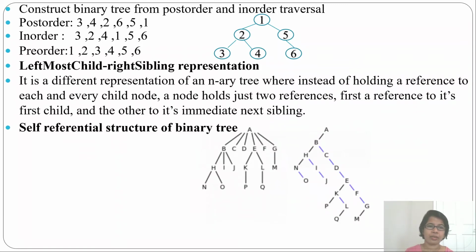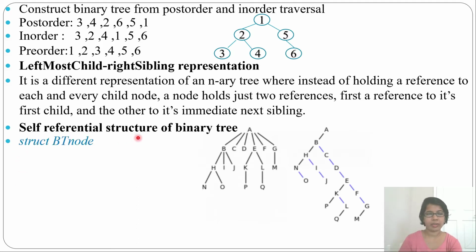So here I will discuss the self-referential structure of a binary tree. In the last lecture I discussed tree traversal: pre-order, in-order, post-order, and how to convert from pre-order and in-order to a tree, or post-order and in-order to a tree, and the leftmost child right sibling representation. If you have not seen that video, just go through that video and come to this video. Okay, let's start the self-referential structure of a binary tree.